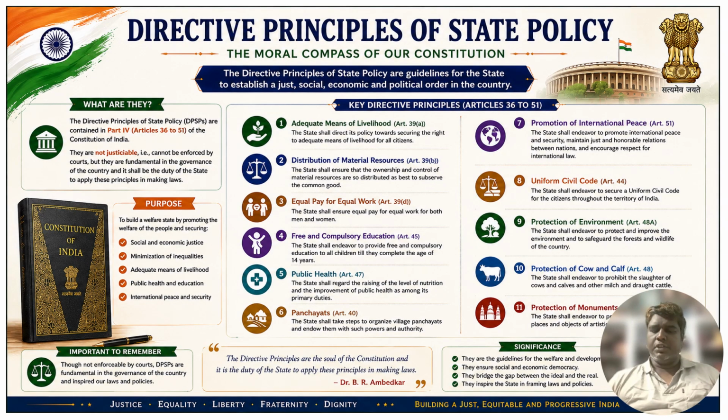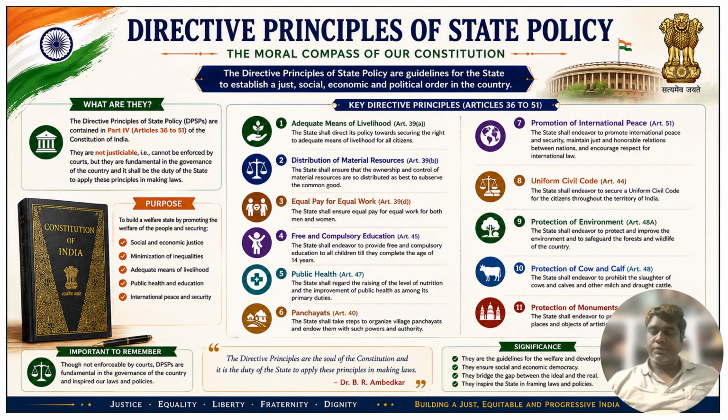Directive Principles of State Policy, commonly called DPSP. While fundamental rights tell us what protection individuals have, directive principles tell the state what goals it should work towards. DPSP are contained in Part 4 of the Constitution, covering Article 36 to 51. They provide guidelines for establishing a just social, economic, and political order.